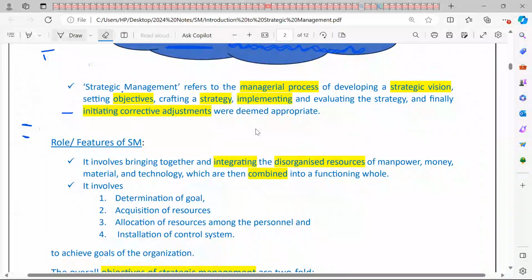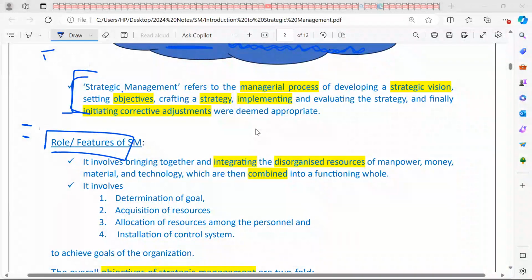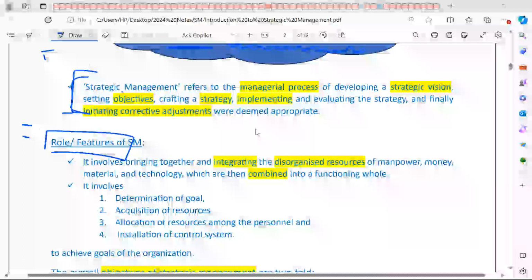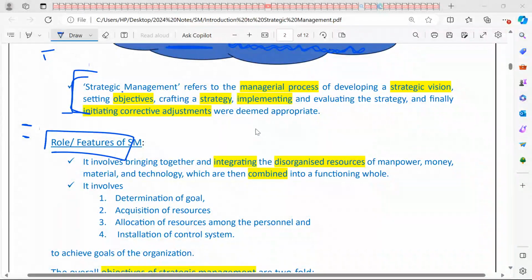Next topic is role and features of strategic management. Next, we have seen what is the strategy and what is the management. Now we will say what is strategic management. So again, coming back to the same basic example, you are in CA intermediate and your goal is to become a CA. Who is the manager here? You yourself are the management. If we talk about the company, the company's management is the CEO, CFO, but in your example, you yourself are the management.